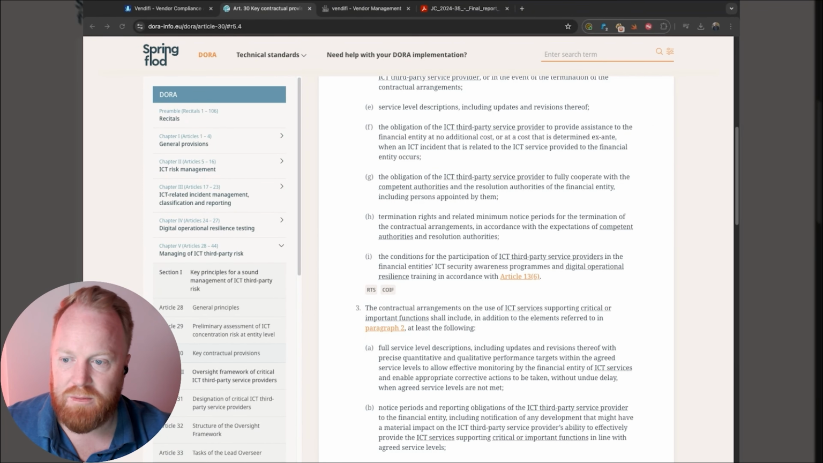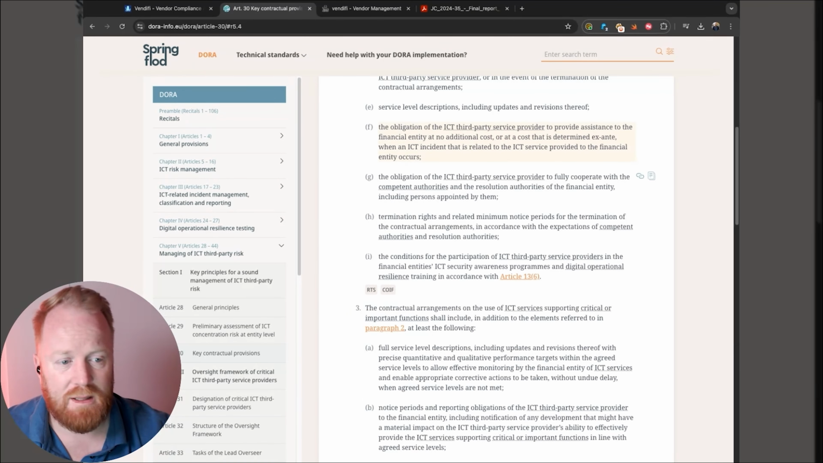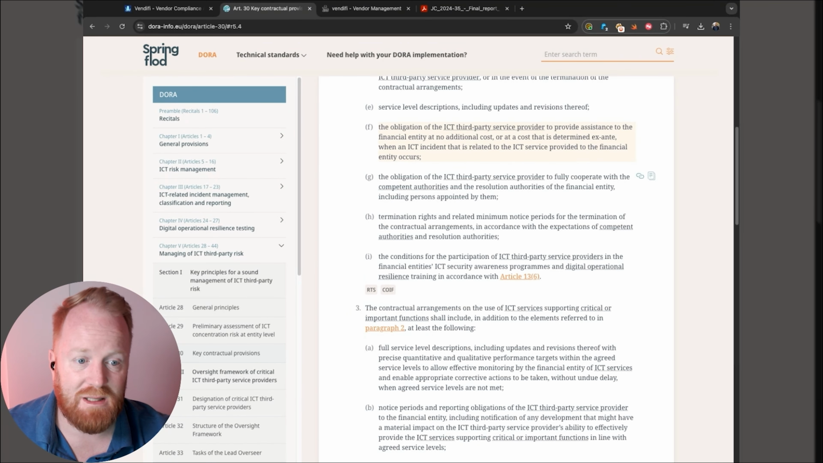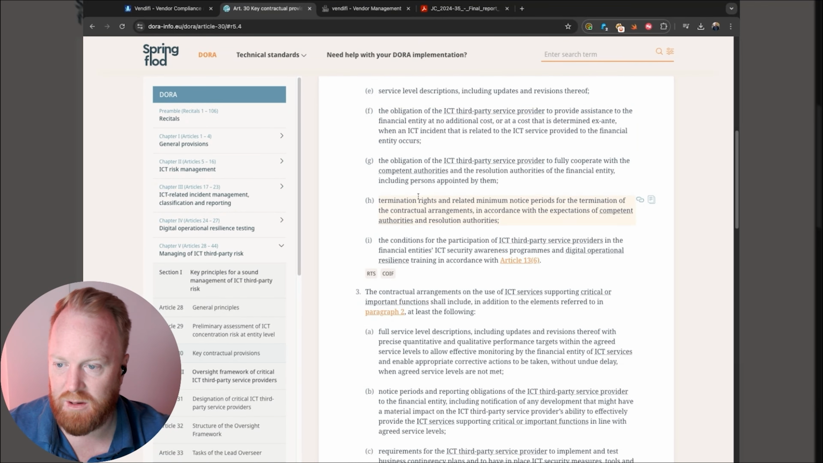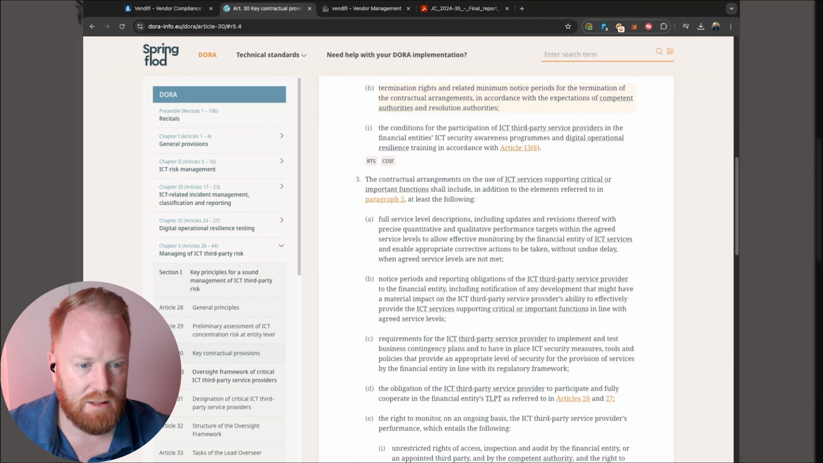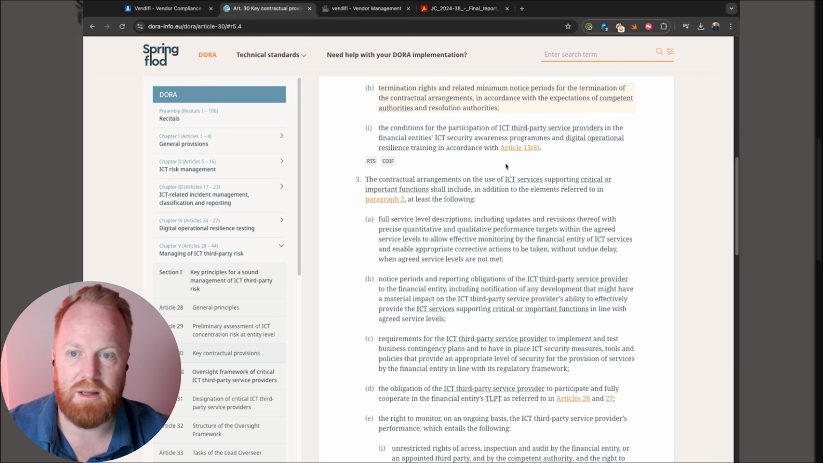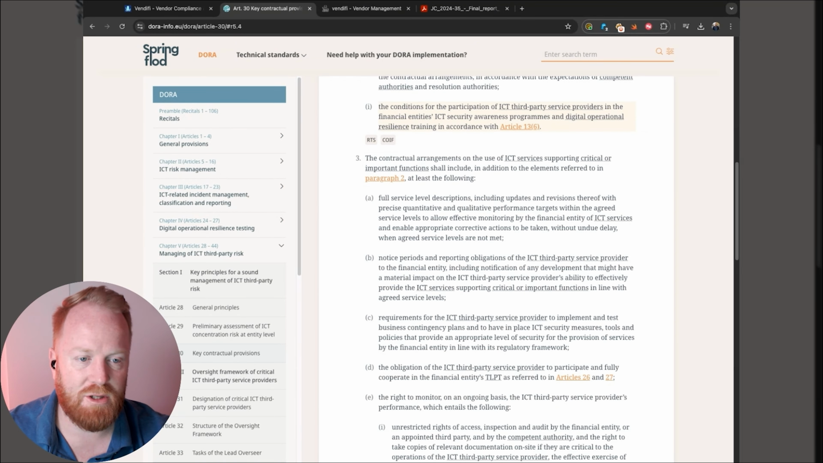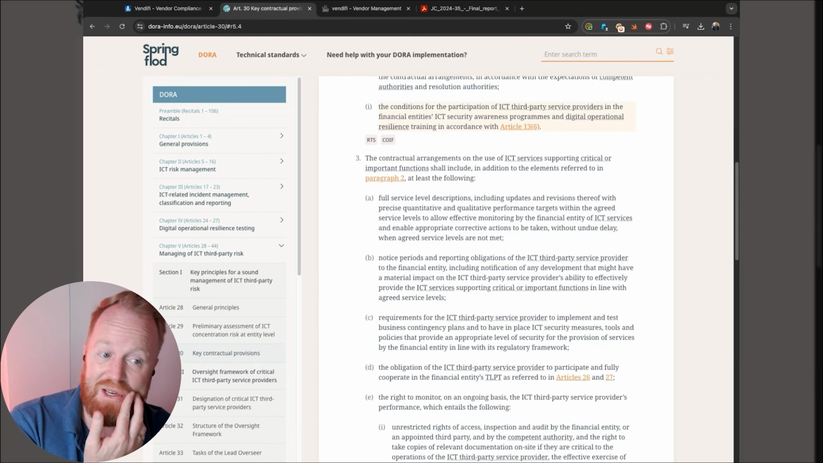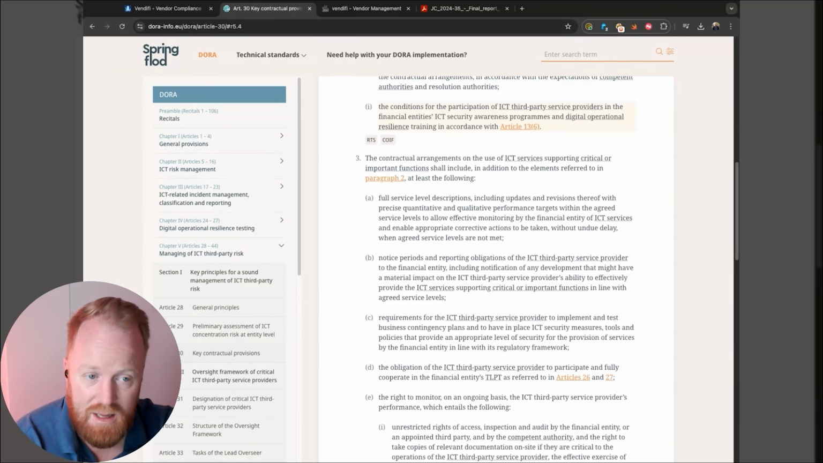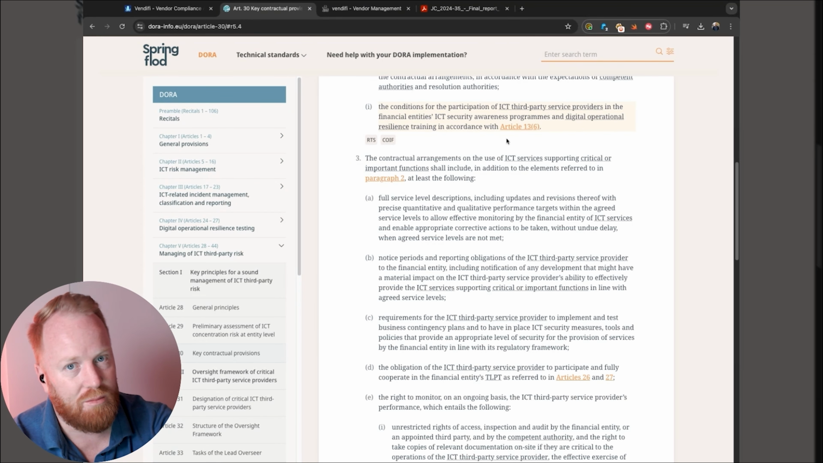G, the service provider must fully cooperate with the authorities mentioned in Article 46 and the financial entity's resolution authorities, including their appointed representative. So if anything goes on, you've got to 100% work it out with the authorities. H, termination rights and minimum notice periods for ending the contract in line with the authorities and what they expect. So no crazy cancellation dates like 3 years. I, the conditions for ICT providers to participate in the financial entity's ICT security awareness programs and digital operational resilience training as outlined. So you've got to train your third-party providers if needed.